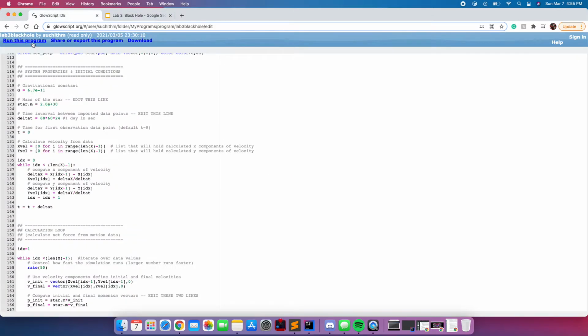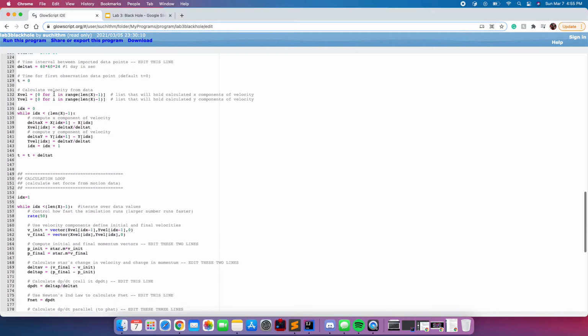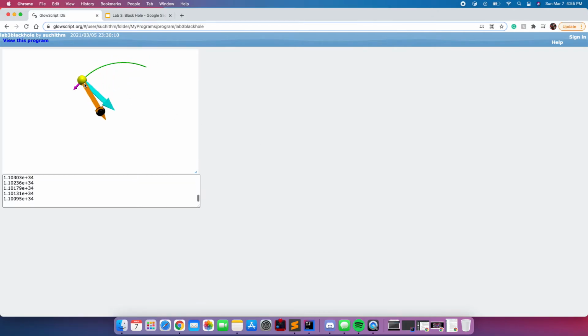I'm about to run this program, and so as you can see, the star, as it goes close to the black hole, the forces get very big, and then as it gets farther away, the arrows are a lot smaller. And the overall net force was 9.01 times 10 to the 28, and then the parallel and perpendicular components can be broken down into 3.34 times 10 to the 28, and then 8.39 times 10 to the 28.